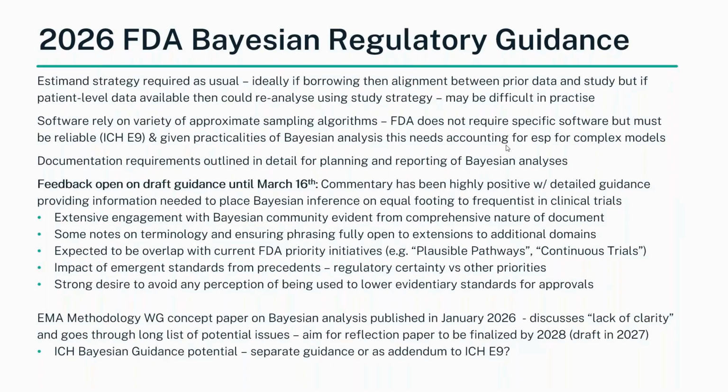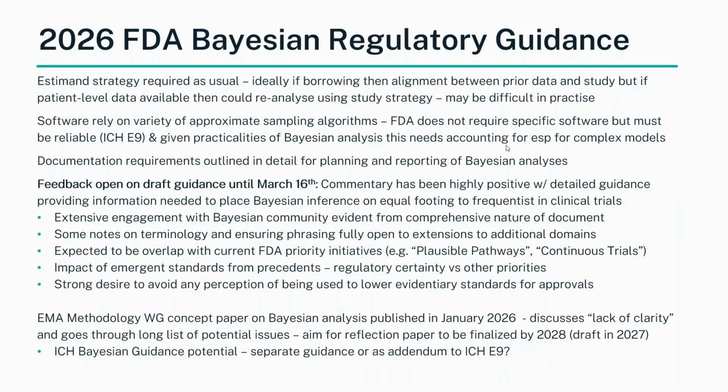And basically just say that given the practicalities of Bayesian analysis, this needs to be accounted for, ideally via simulation, sensitivity analysis, etc., to ensure that the approximation is appropriate and works for your particular trial. And that becomes particularly true if you're doing a more complex model. The more complex you are, the more you'll need to verify that the algorithm that you're using, JAGS, etc., is appropriate for that particular trial.